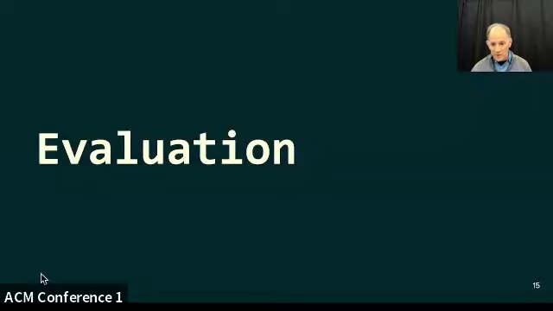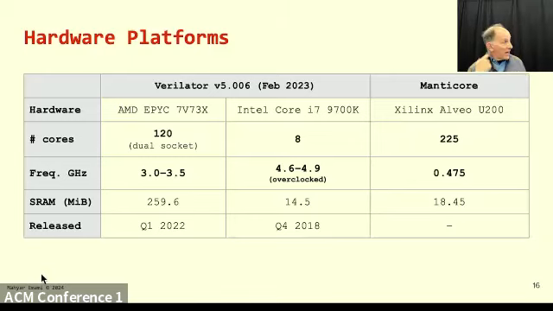So, evaluation. We ran it on three platforms. The first one, the AMD, is a very high-end recent AMD server with 120 cores. The next one is my student's gaming machine, which we overclocked to get as fast as possible. And the final one is Manticore itself. You can see different numbers of cores, different frequencies, different amounts of memory.